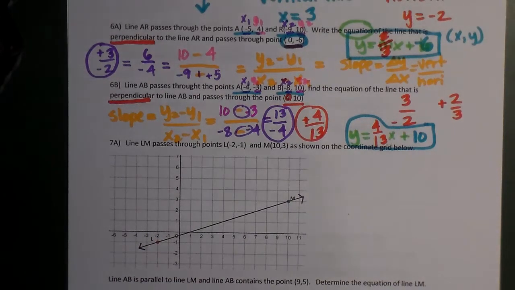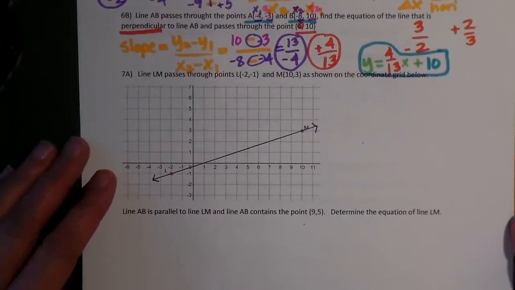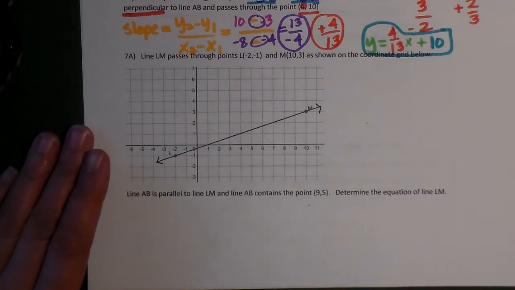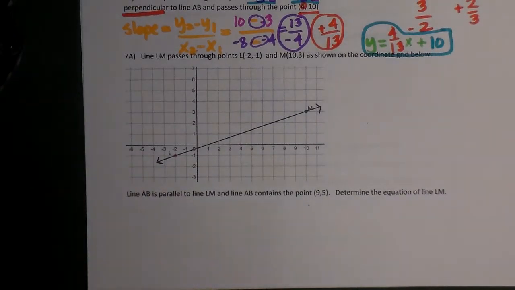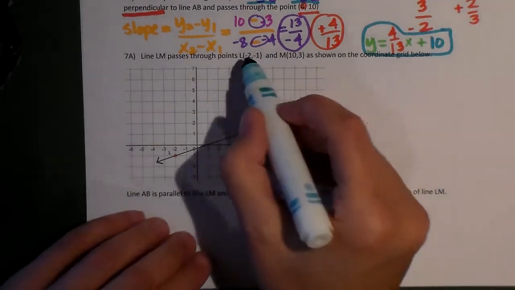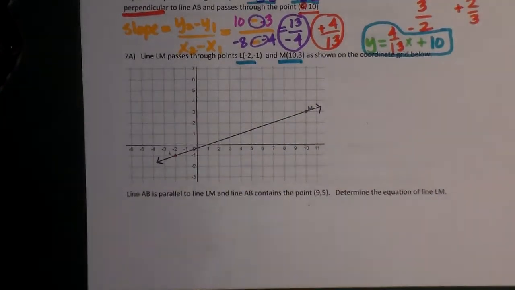Now, if you look at 7a and 7b, those are the other two I'm going to do on this particular video, you're doing equations again, but you have a graph. So you may actually be in a little bit better spot because you have a visual and you have something to work with. So again, line LM passes through these 2 points. First off, that tells you we're probably going to be using slope, right?